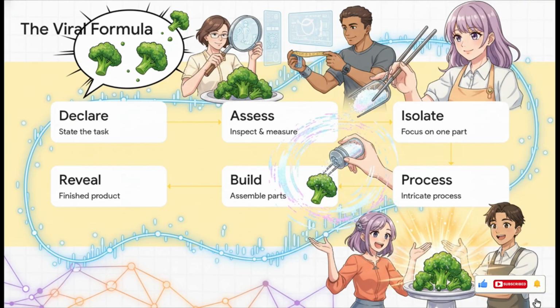It all starts with the declare phase, saying something like, today we are pinching 99,099 broccoli florets. Then you assess the situation, isolate a single piece, process it with maybe a pinch of salt, rapidly build the project, and then boom, you hit them with the reveal. By mapping out exact scene durations, Jack uncovered a proven structural architecture that basically leaves nothing to chance.